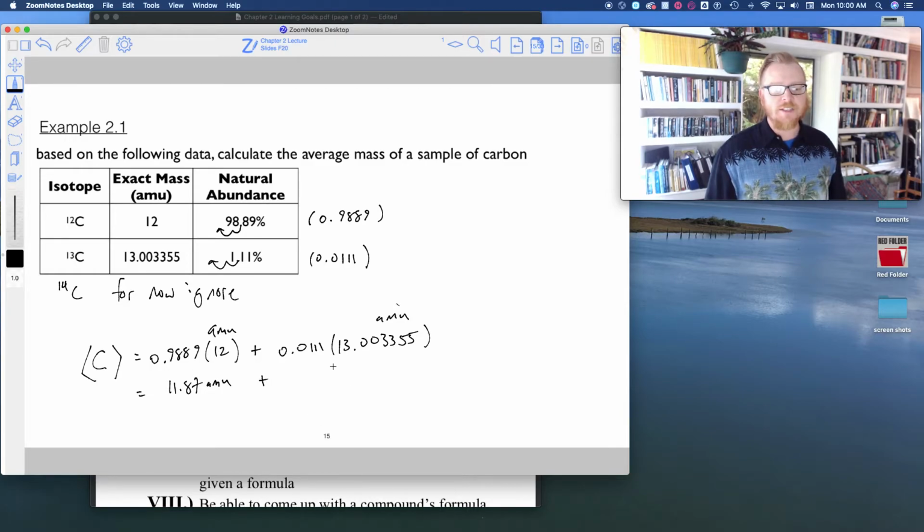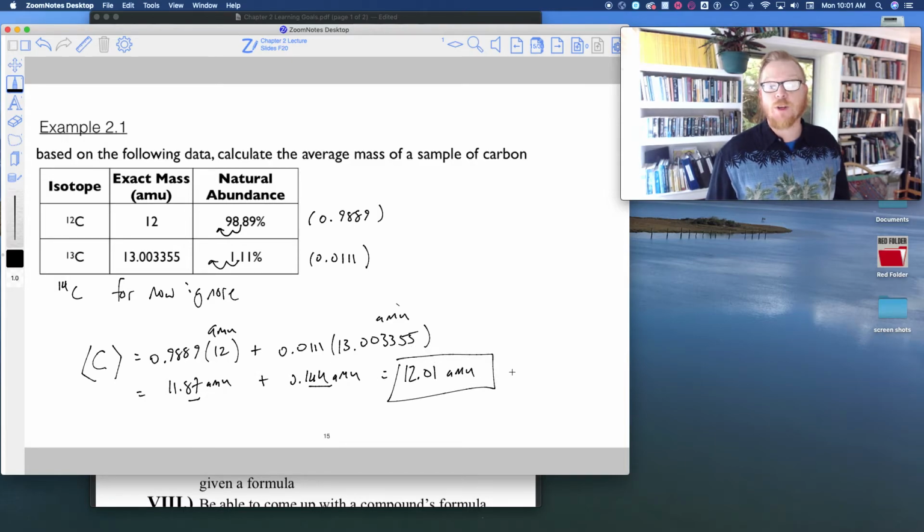When I take 12 times this, and 3 sig figs here, I get 0.144 AMU here. But now check it out. I'm adding 2 numbers, and I've got 2 decimal places and 3 decimal places. So my final answer is going to have 2 decimal places. That gives me 12.01 AMU.